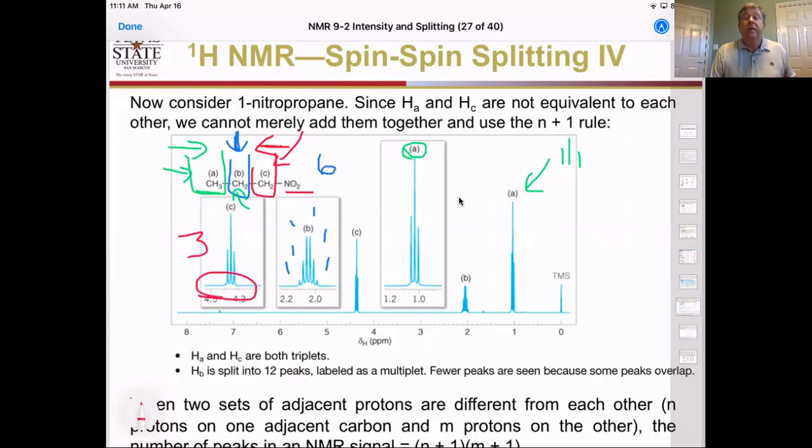Okay, so not only do our shifts agree with where we think they should be, upfield or downfield, but our splitting agrees as well. And if we were to integrate this, we would see that our ratio should be 3 hydrogens here for our A carbon. I should get 2 hydrogens for our B carbon and 2 hydrogens for our C carbon as well.